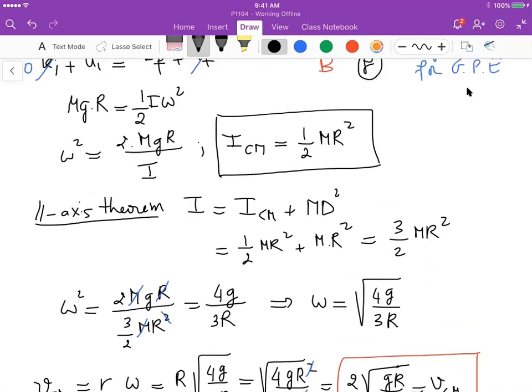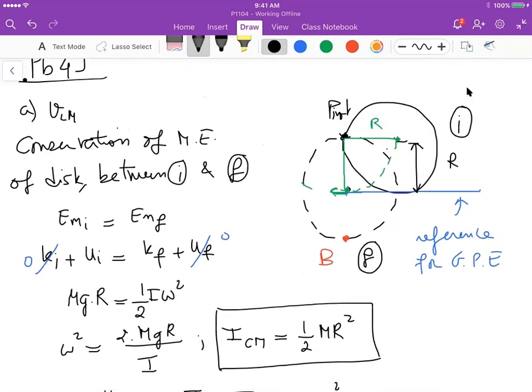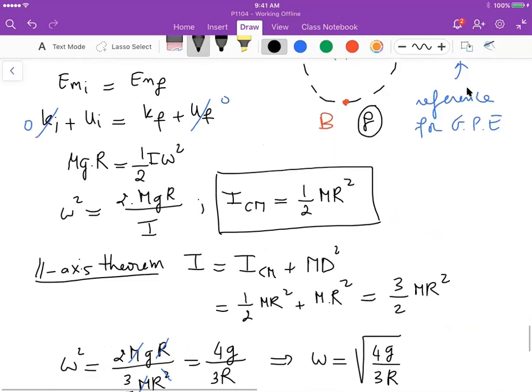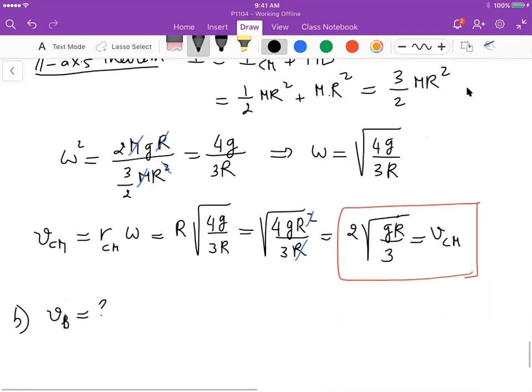Okay, this point is part of the disk, right? And when the disk rotates, it rotates with it too. But how much is the speed at this point? At this point, VB is equal to RB multiplied by omega, because B rotates with the disk at the same angular speed, omega, but its linear speed relates to how far it is from the axis of rotation. How far it is from the axis of rotation is actually 2R. So we end up with 2R times omega.